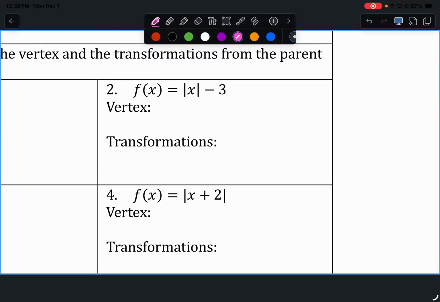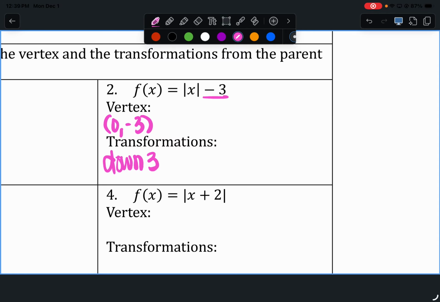All right, for number 2, what is our transformation? Down 3. It is that -3, and it's going to cause it to go down 3. What does that do to the vertex? 0, -3. You have to do the negative 3 because it's going down.